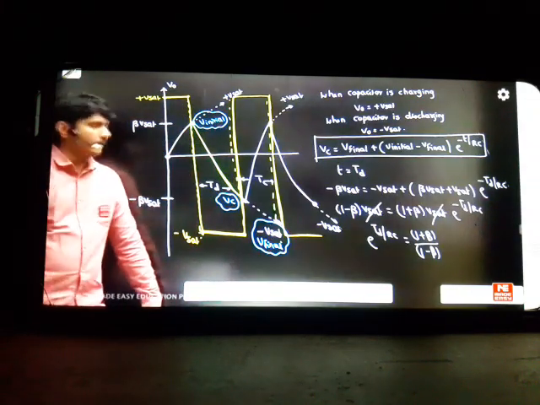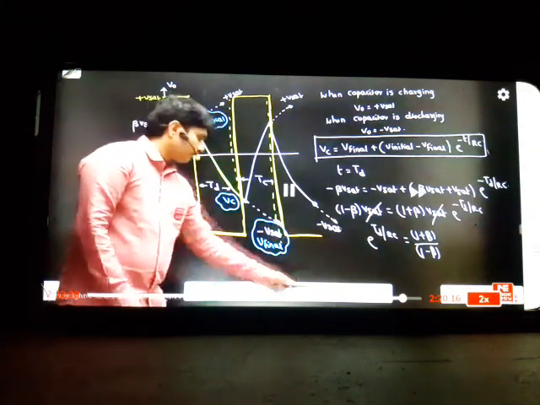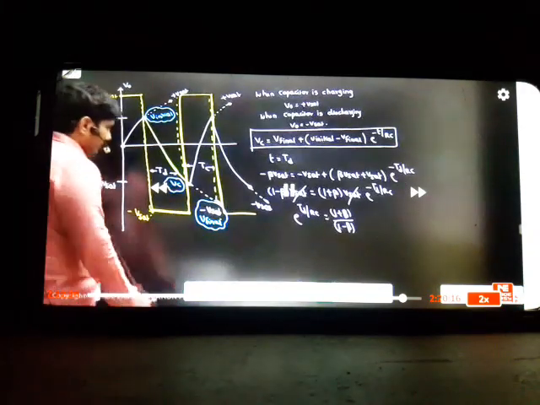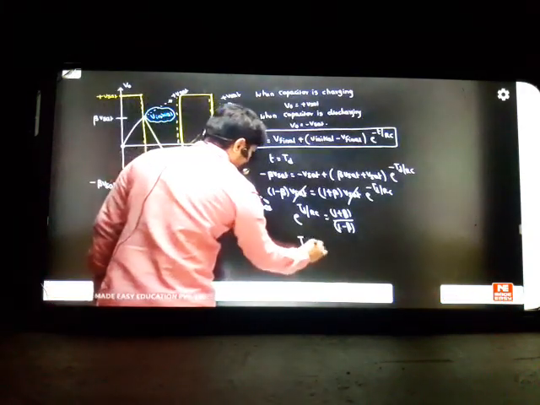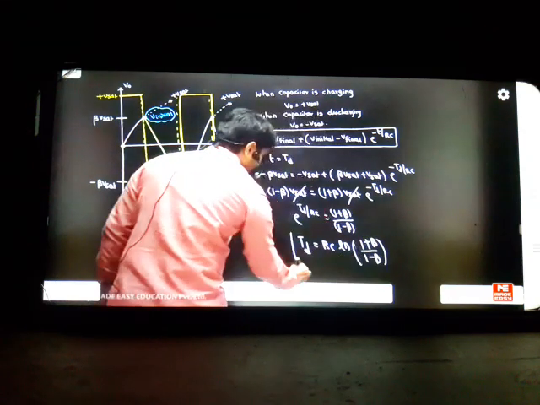e^(TD/RC) = (1 + β)/(1 − β). Then, to get the TD formula, apply the logarithm. The derivation is completed. If you take the logarithm on both sides, it becomes TD = RC ln((1 + β)/(1 − β)). So this is the formula of TD.